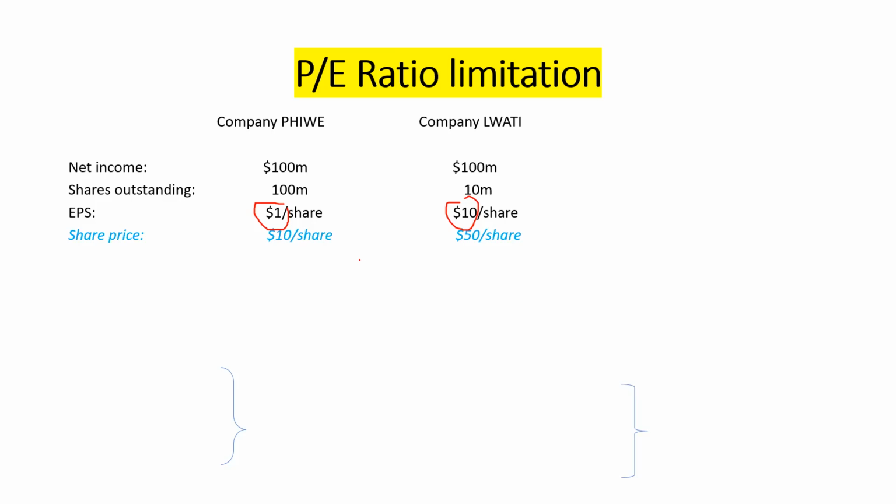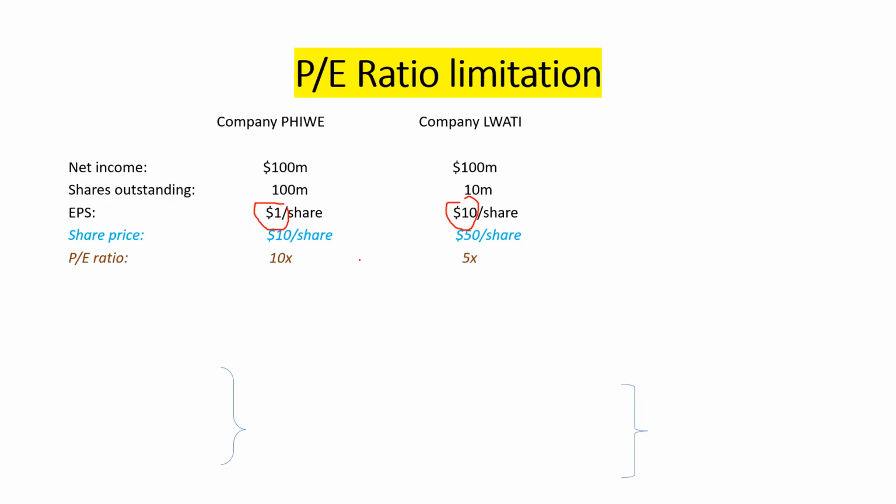Compare that with company Lwati. You paid $50 for that 1 share that you bought, and that share is earning you $10 every year. So how long will it take you to get your $50 back? Yes, it will take you 5 years. It takes you fewer years, and therefore the share of company Lwati is cheaper than the share of company Piwe.